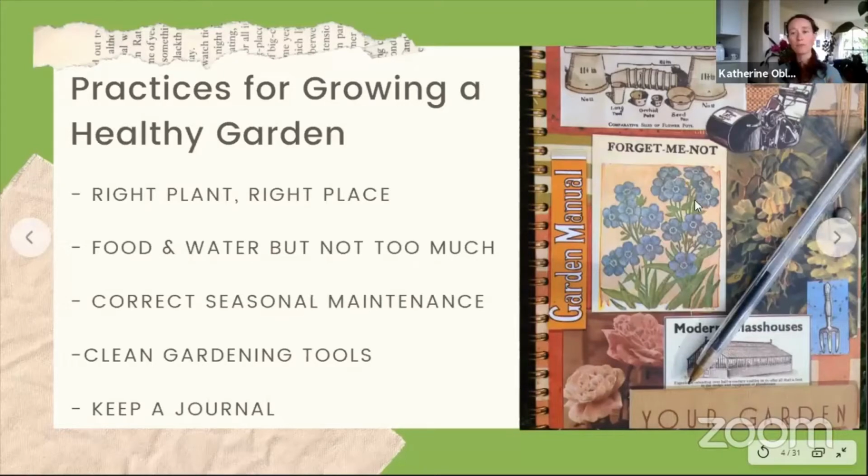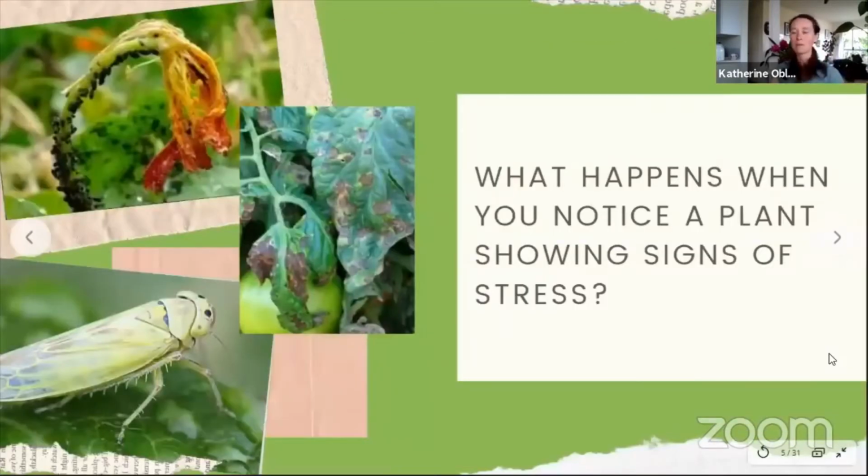But with those practices in mind and being applied, sometimes we still have damage. And what do you do when your nasturtium is covered in aphids or your tomato is showing signs of early blight? And who is this insect? Is it important? Is it a beneficial insect? How do we piece this puzzle together?